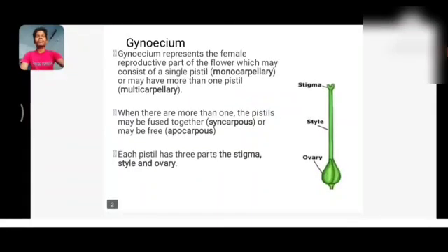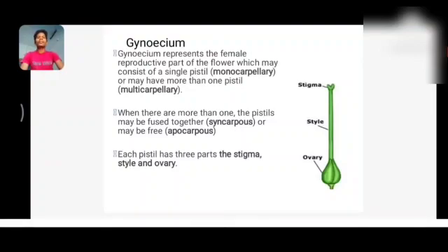meiotic divisions. Here, gynoecium. Gynoecium represents the female reproductive part of the flower, which may consist of a single pistil, monocarpellary, or may have more than one pistil, multicarpellary. Here, gynoecium represents the female gametophyte. Female gametophyte is nothing but the embryo sac.